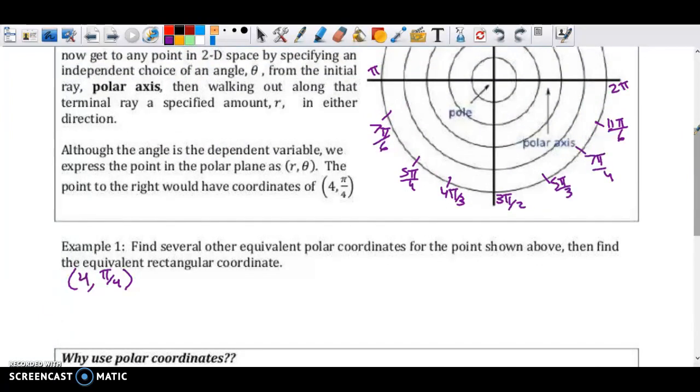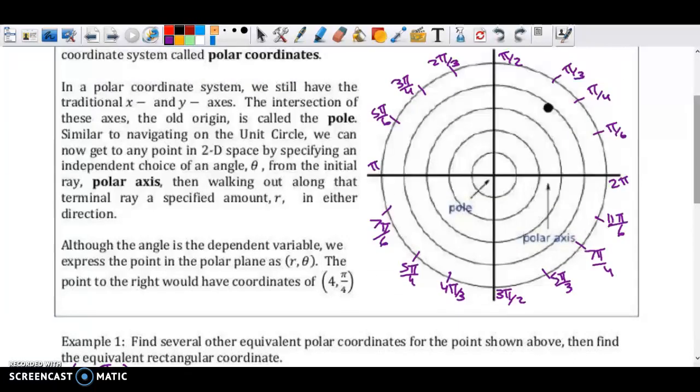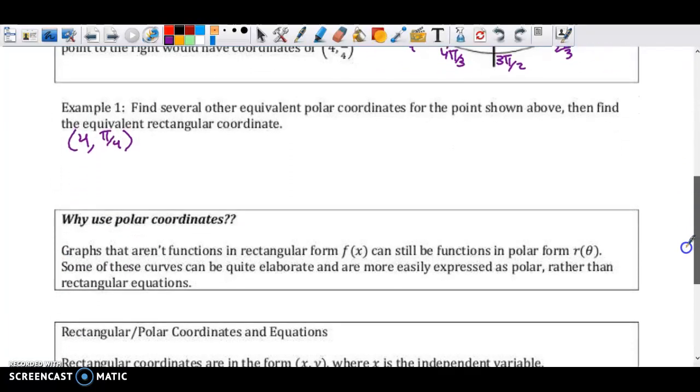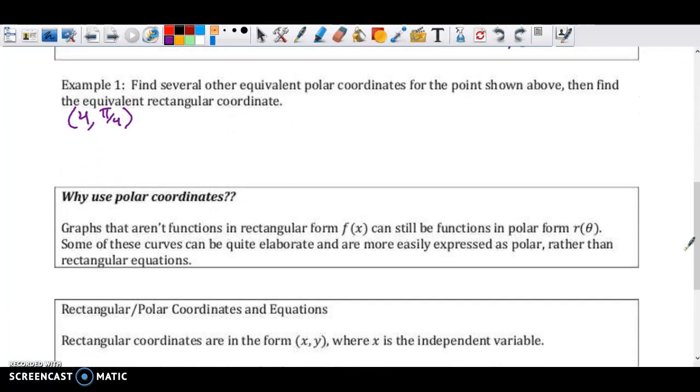So one thing you could do is think about coterminal angles. If you're starting at pi over 4, you could loop back around in either direction. So if you add 2 pi or subtract 2 pi, that will give you 2 more answers. If I take pi over 4 and add 2 pi, that's 9 pi over 4. If I take pi over 4 and subtract 2 pi, I'll get negative 7 pi over 4.